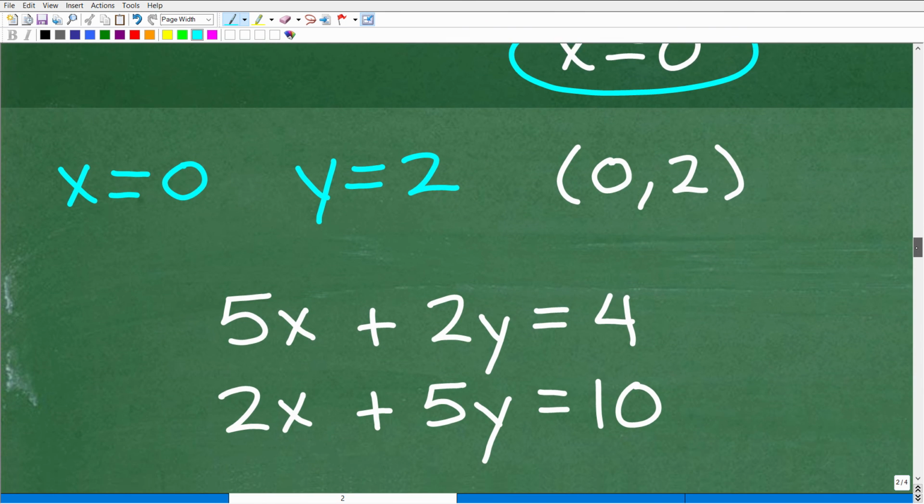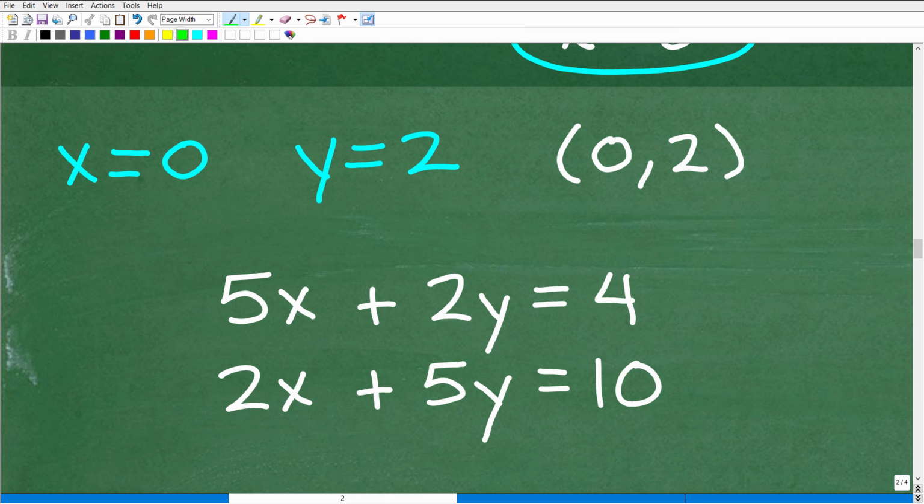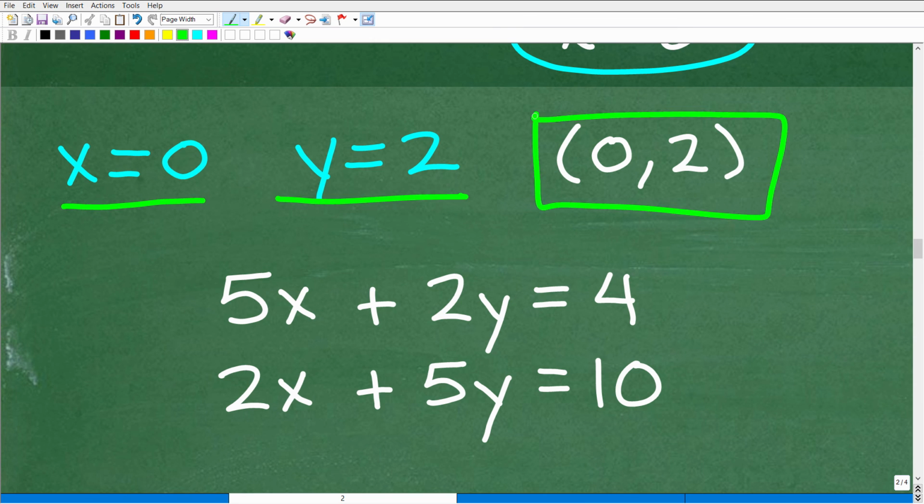Okay, so that leaves me with x is equal to 0 and y is equal to 2, meaning that these two lines right here, in this system, these two linear equations, intersect at the point (0, 2).